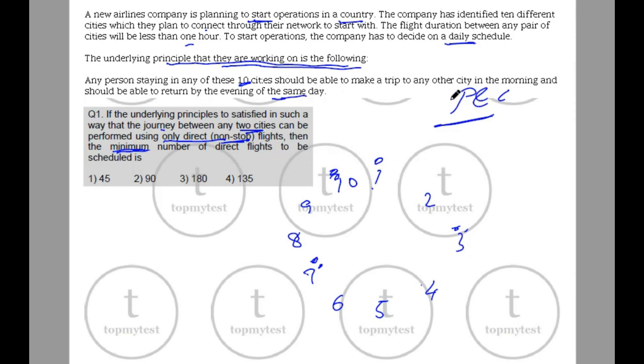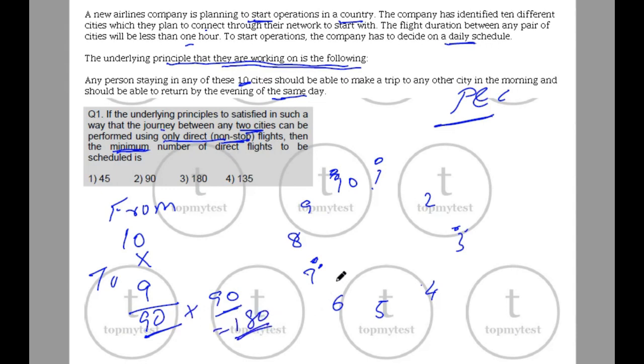Now the good part is whatever the number of flights in the morning, the same will be the return flights also. So if we calculate just the morning flights, we can double it and find the number of evening flights. Let's calculate the number of morning flights. You need to be able to go from any city to any other city. So from, I have 10 choices, to, I have 9 choices. So overall I should have 90 choices in the morning. Similarly, 90 choices in the evening. So a total of 90 plus 90, 180 options should be there. So at least 180 flights should be scheduled for this principle to be satisfied.